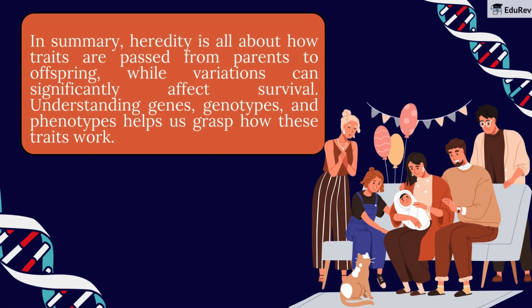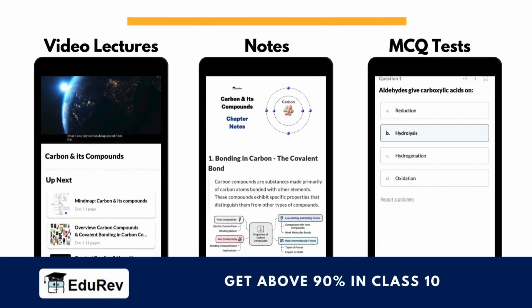In summary, heredity is all about how traits are passed from parents to offspring, while variations can significantly affect survival. Understanding genes, genotypes, and phenotypes helps us grasp how these traits work. We hope that you have understood the topic.